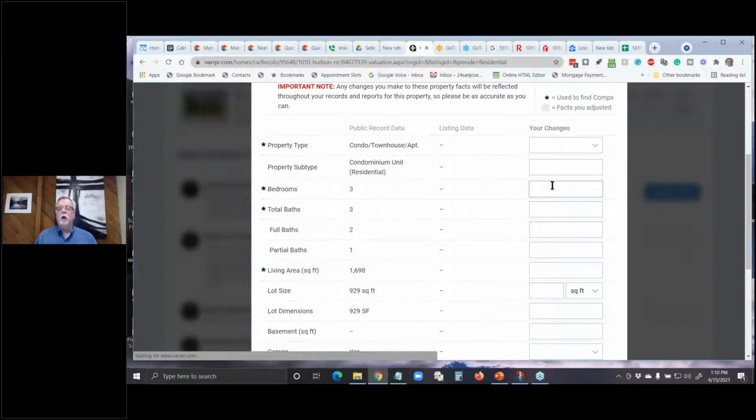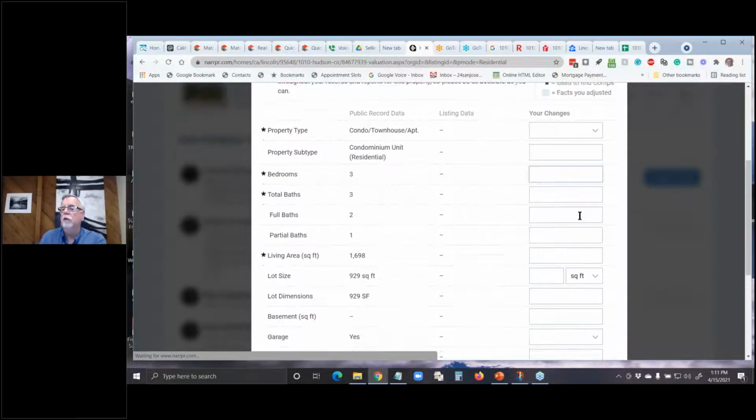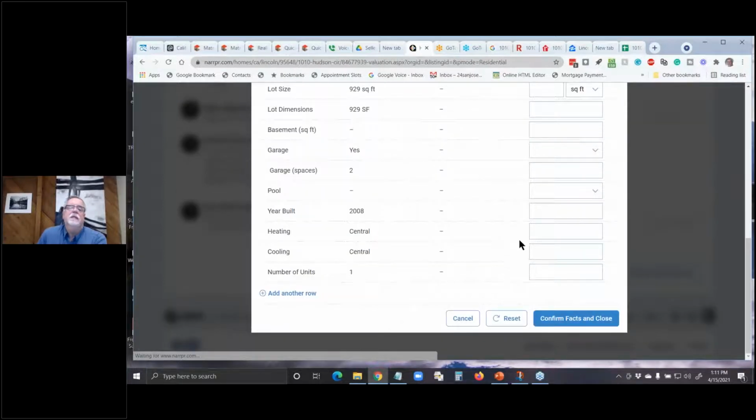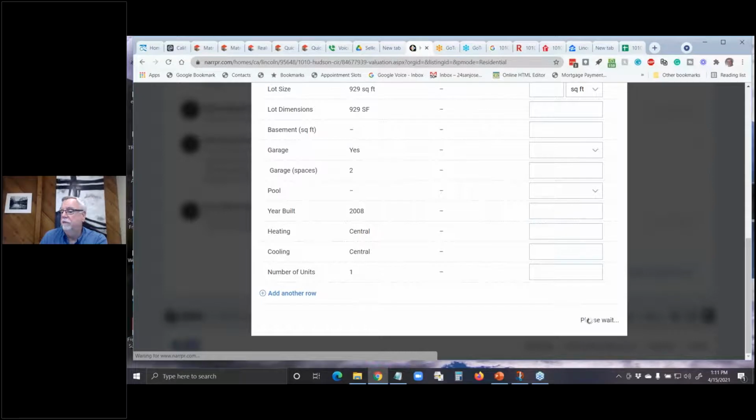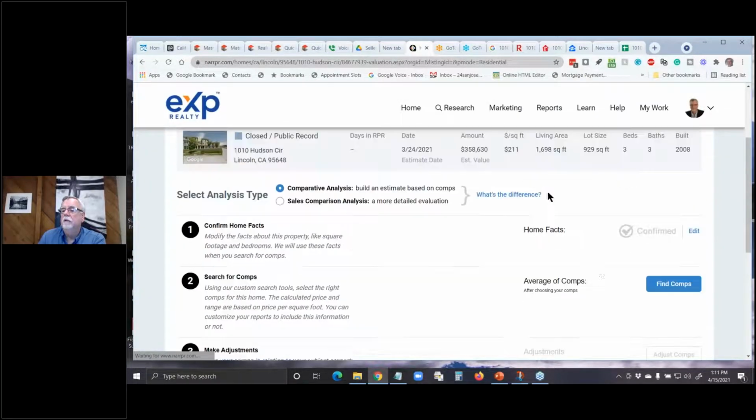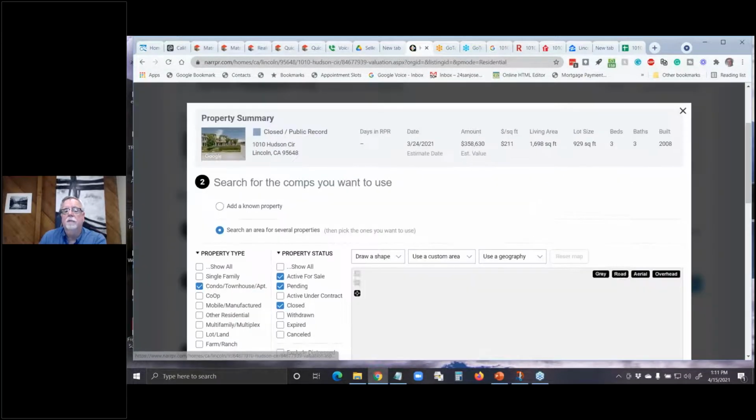So this is why we want to ask them to describe their house. Because if what they're describing is different from what that says, that's where you can put in the numbers, and RPR will start using that to calculate it. But this is a townhome condo, so we're just going to hit confirm and go on. All right, so now it's going to let us find comps.